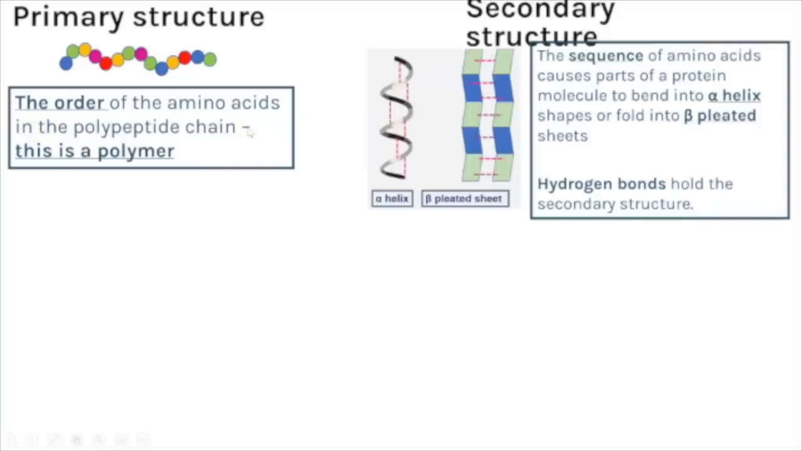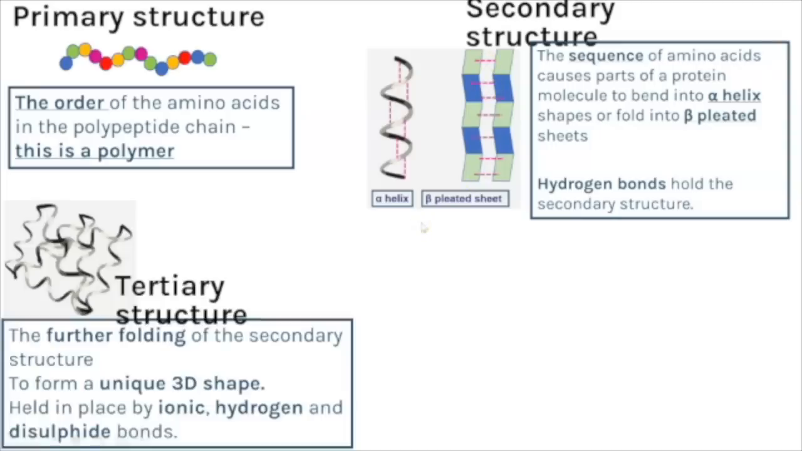So that's your polymer. The secondary structure then is when that primary structure is folded, or could be modified by twisting, because we can see here the alpha helix. But that would be the key marking point, that we then have an alpha helix or a beta pleated sheet that's created, and those are held in place by hydrogen bonds.